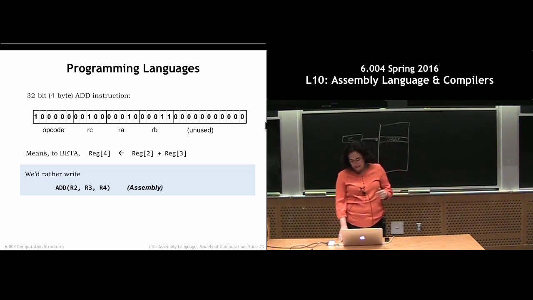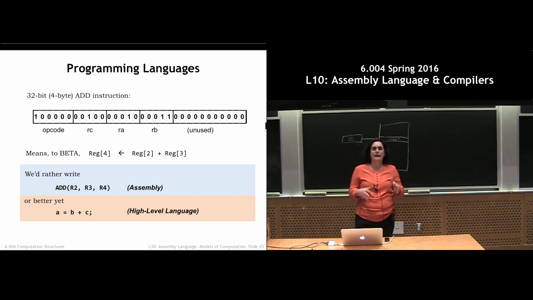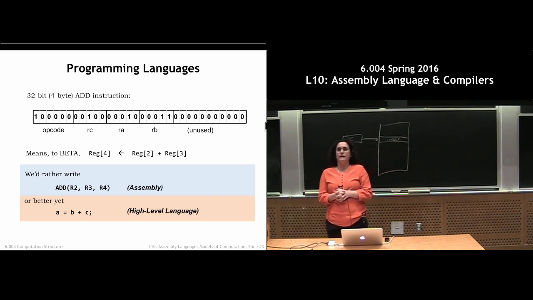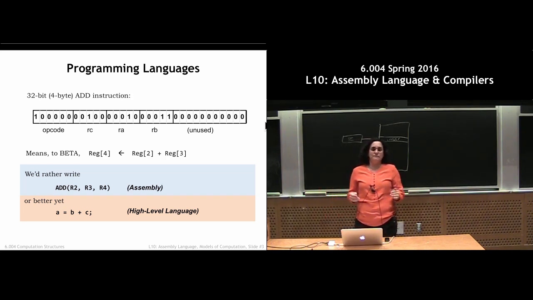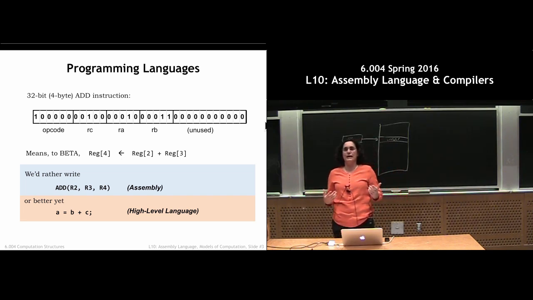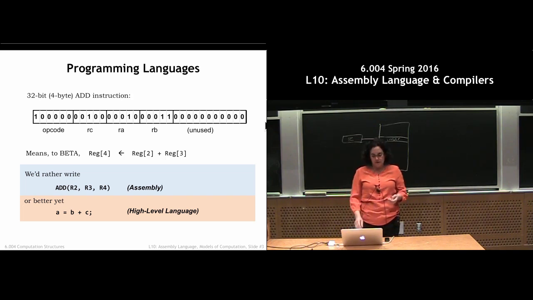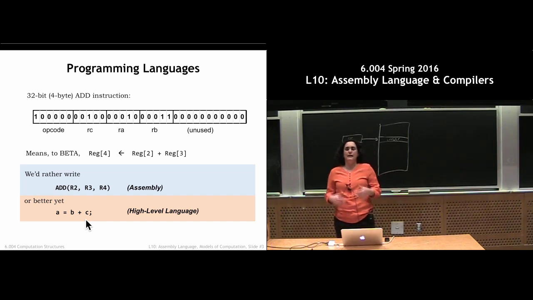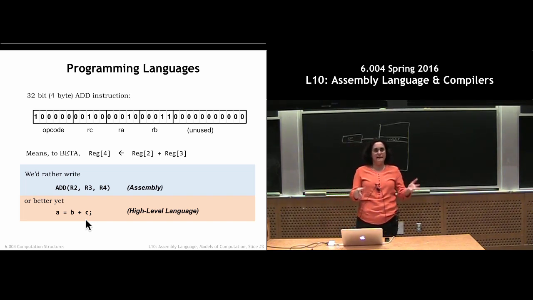We can go even a step further and use high-level languages, where you get rid of having to specify anything about your storage or how you're actually going to implement that particular operation. So here, where we say A equals B plus C, I'm not giving you any information about which registers I'm storing B, C, and A in.